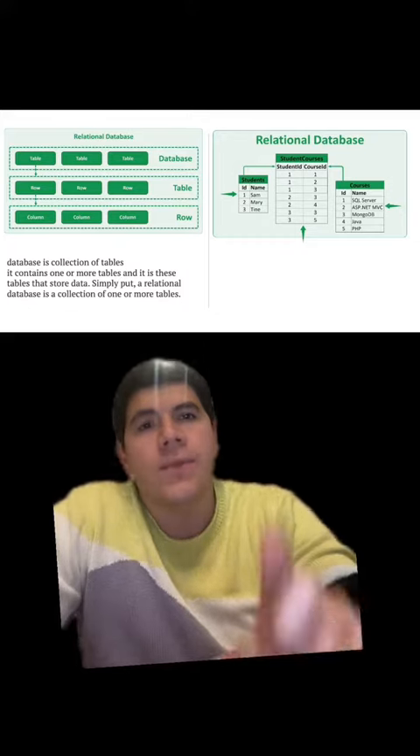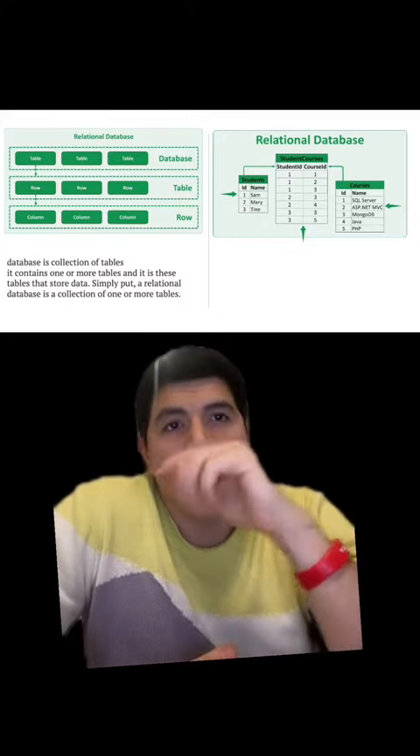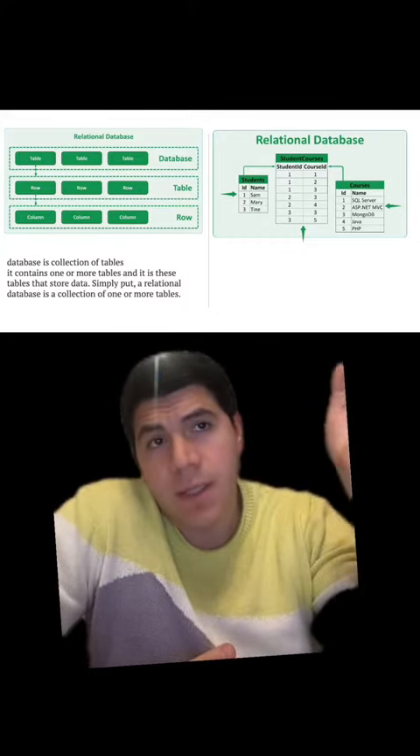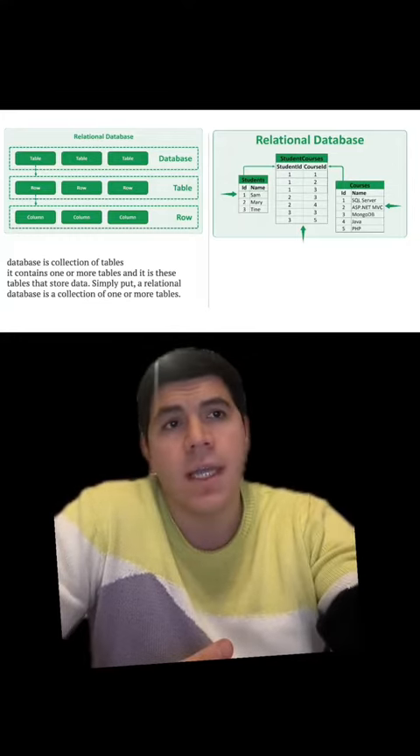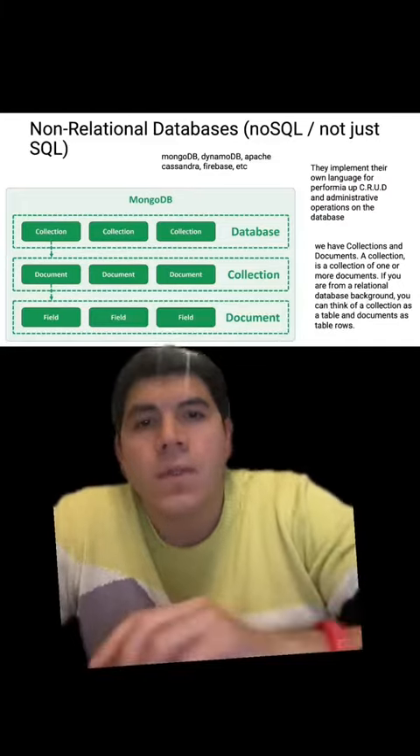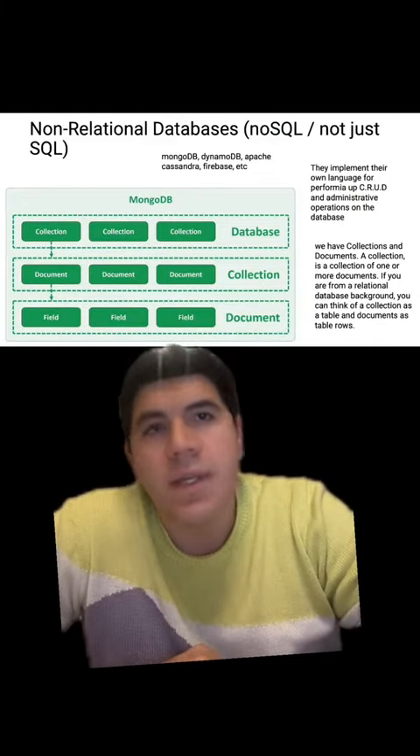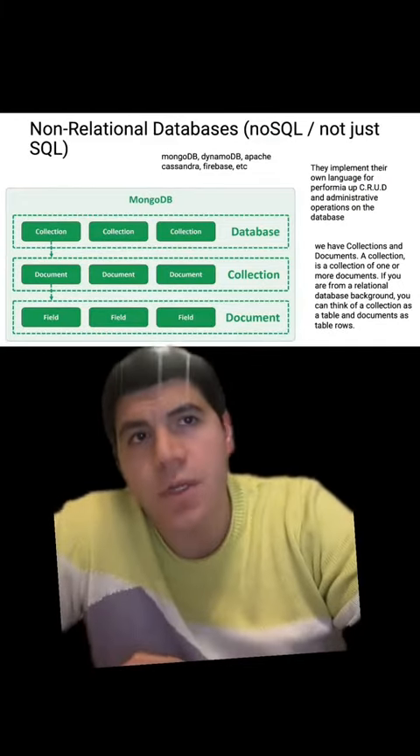And what you see on the right side, we have three tables: a student table with ID and name, student courses with a student ID and course ID, and courses with the ID and the name of the program the student takes. For the non-relational databases, we can give examples such as MongoDB, DynamoDB, Apache Cassandra, and Firebase.